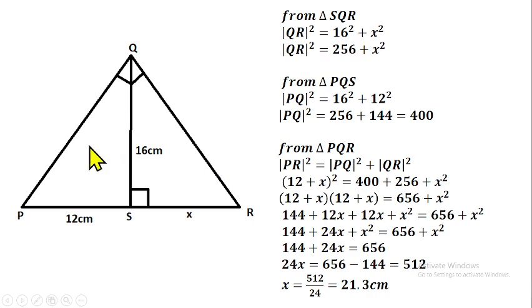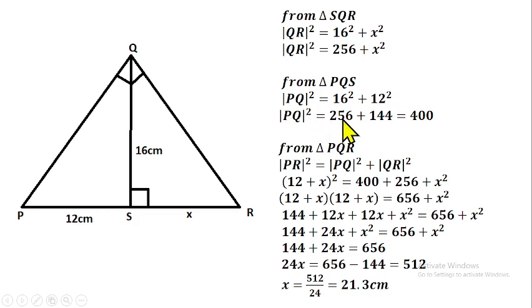Let's go back to the second triangle here, which is triangle PQS. In this triangle, we have two sides given. This side is given, this side is given. So we can apply Pythagoras theorem here as well. So where is the hypotenuse side? That is PQ. PQ is the hypotenuse side. So we have PQ squared equals the square of this side plus the square of this side, which is 16 squared plus 12 squared.